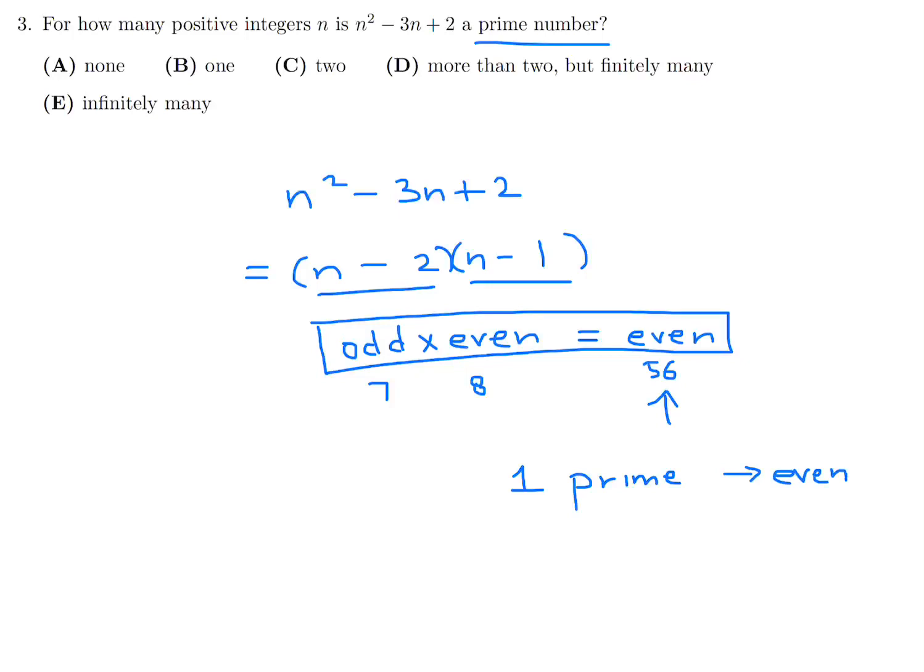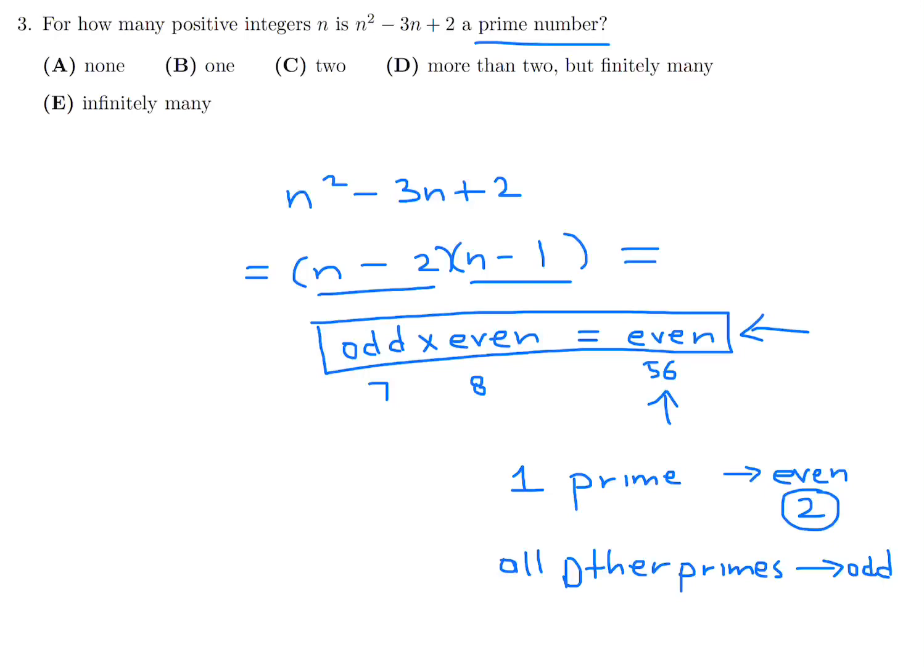And that is 2. Every other prime number, all other primes, are odd. So the only way you can get this to work is if you get the answer to be 2. That's our only even prime number. So how do we get this to be 2?